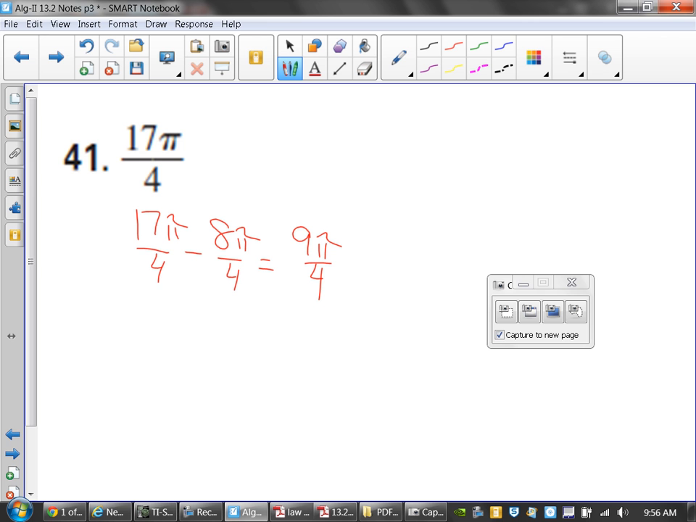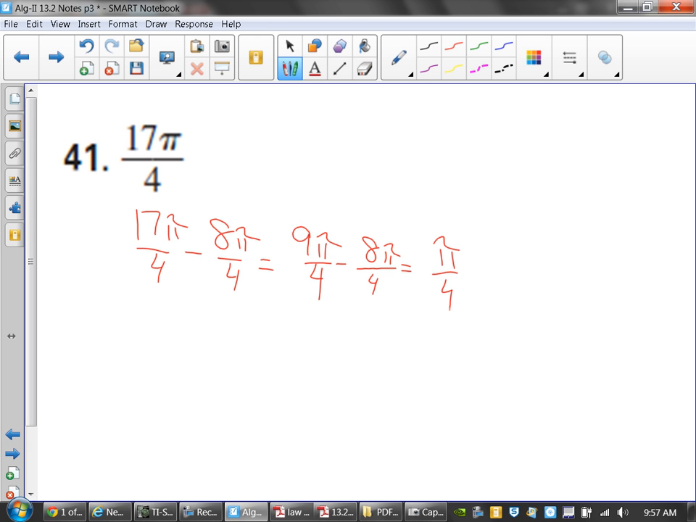4 goes into 9 how many times? Twice, and there's leftover, isn't there? So is that still more than one revolution? So we have to back out one more round. What's 9 minus 8? So it's pi over 4. There's your positive coterminal angle.